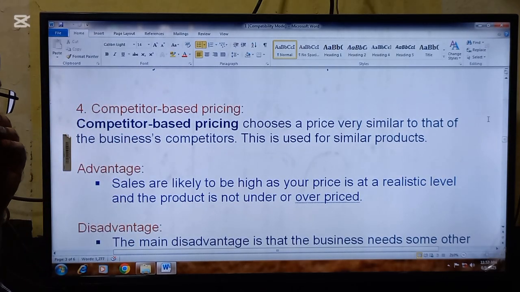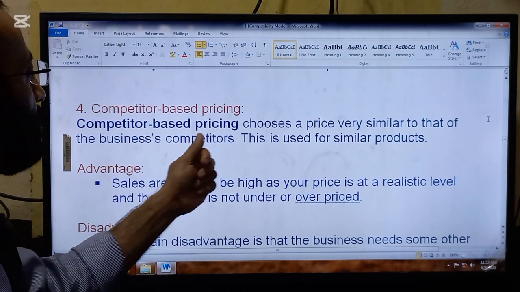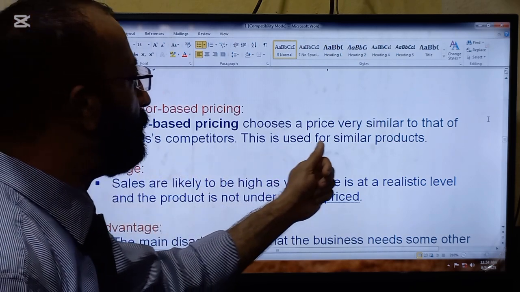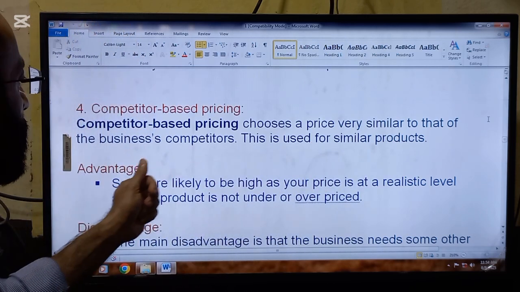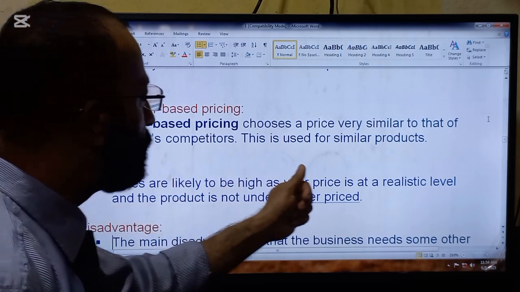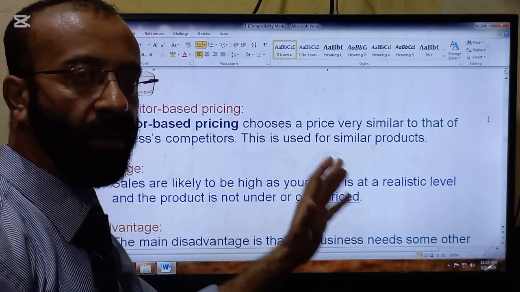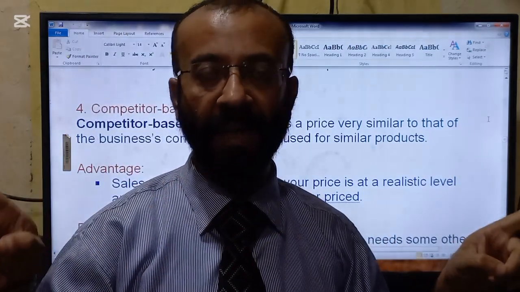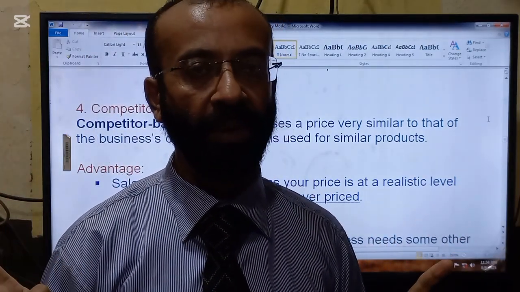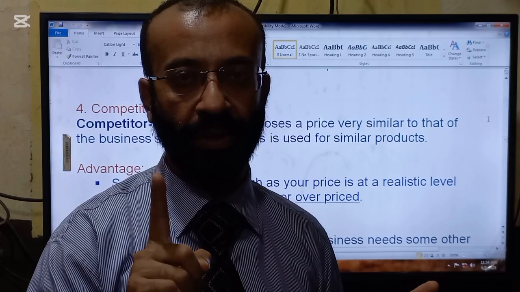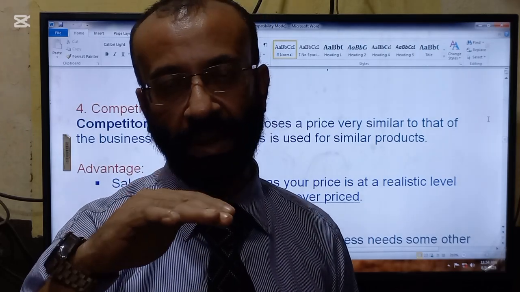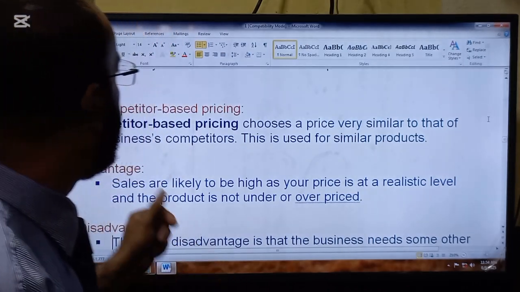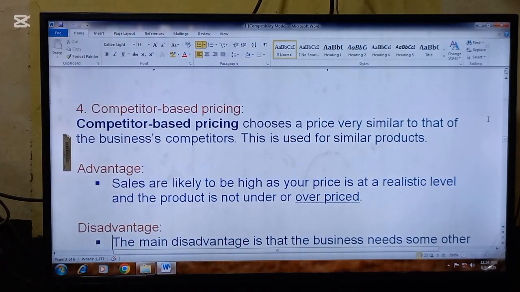Next kind of price strategy is competitor-based pricing. Competitor-based pricing chooses a price very similar to that of the business's competitors. This is used for similar products. So if products in the market are similar and your competitors are also selling those products, you will be forced to sell the product at the same price as your competitors. So this kind of pricing is called competitor-based pricing.